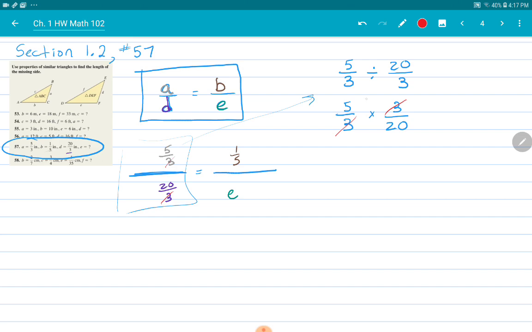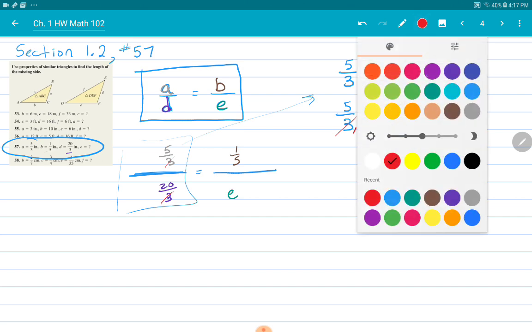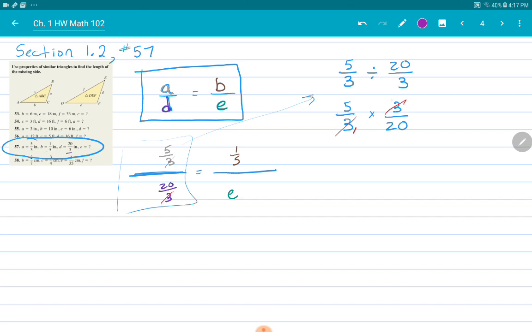The other thing I can reduce here is, let's use, I guess, purple. The 5 and the 20, they both have a common factor of 5. So I can reduce that to 1/4. And my final reduced fraction is just 1/4. So this fraction on the left, it looks ugly, but it reduces to 1/4.